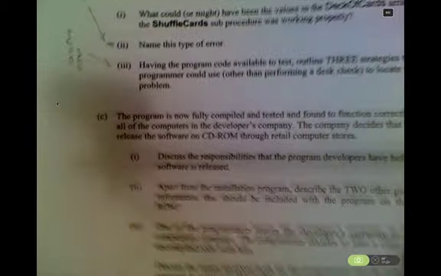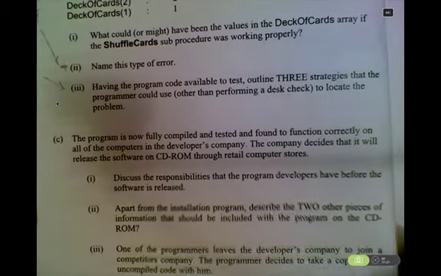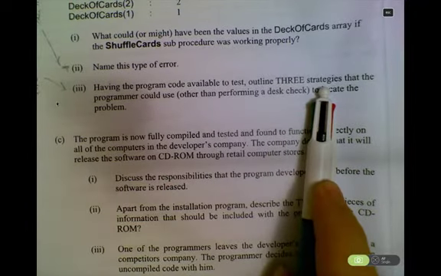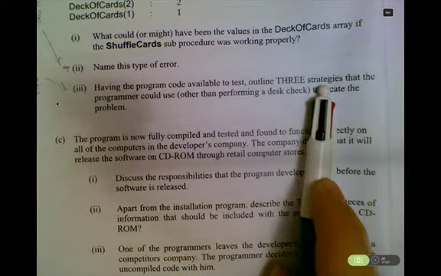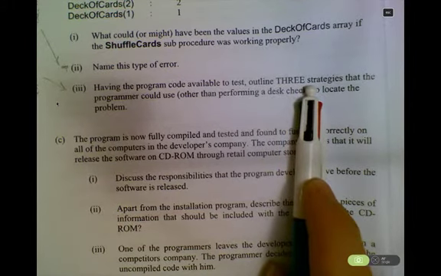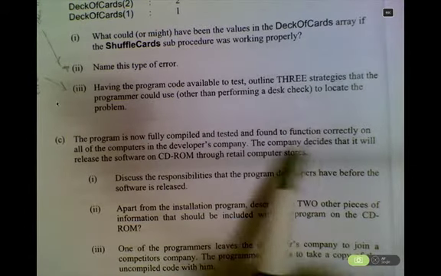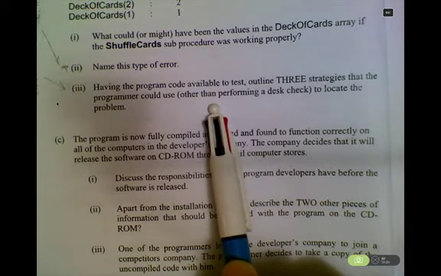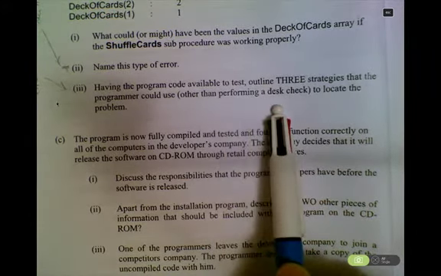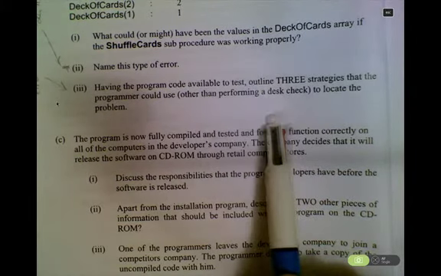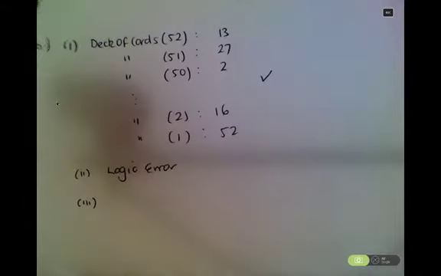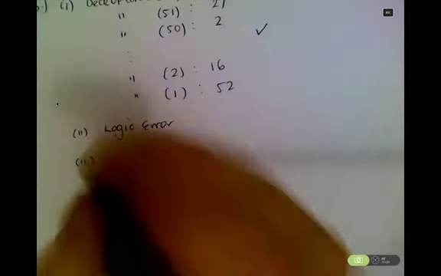Third question, and having the program code available to test, outline 3 strategies. Okay, now it's very important that we remember that at this moment we're actually in the implementation of software solution stage. So outline 3 strategies that a programmer, so they would be doing alpha testing, could use other than a desk check. So you can't use that to locate the problem.